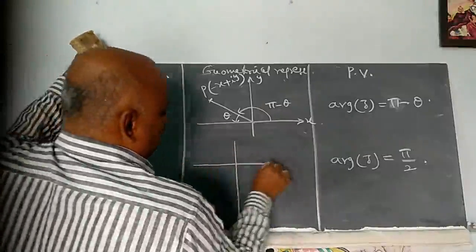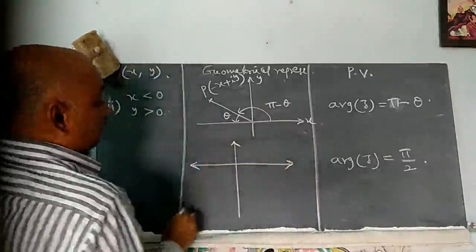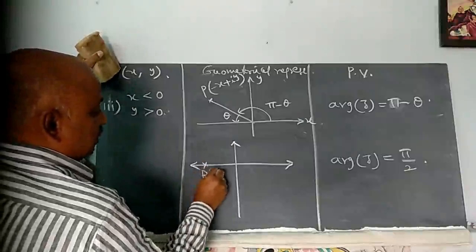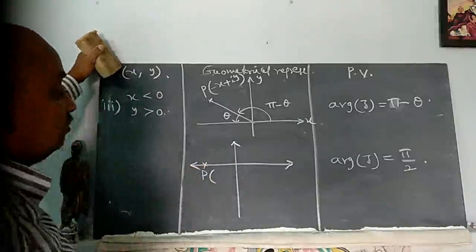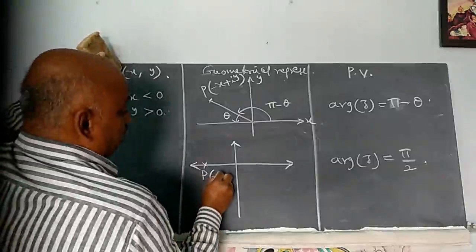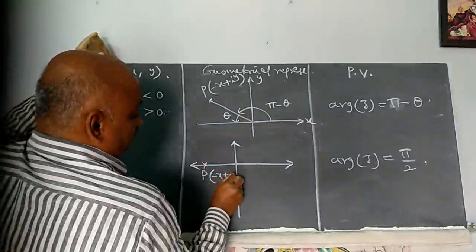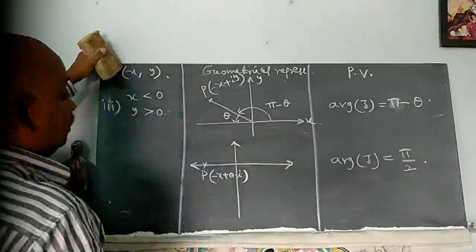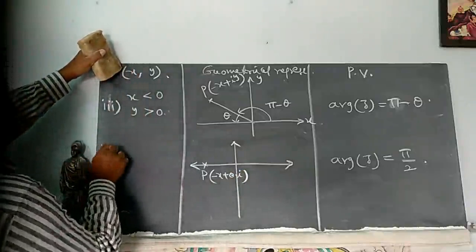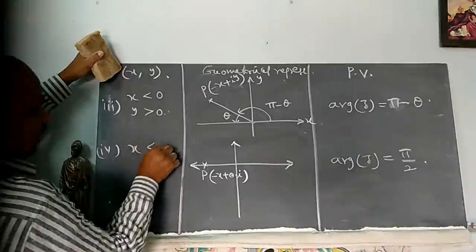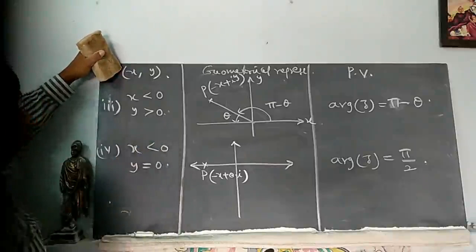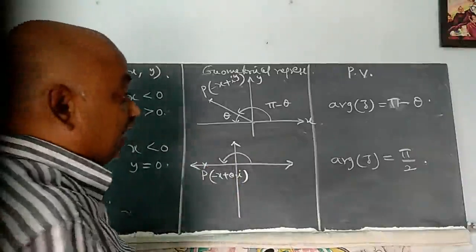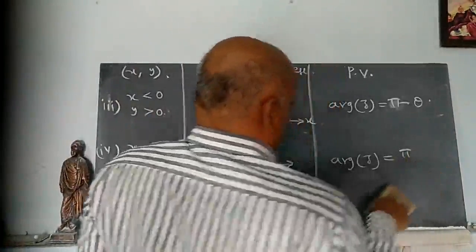Next, if P is on the negative x-axis, the y coordinate is 0. So here it is minus x plus 0 into i. Here, fourth one: x is less than 0 and y equal to 0. In this case, the principal value of the argument of Z is pi.